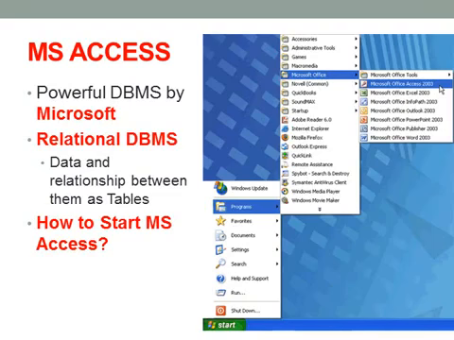How to start MS Access? Go to Start button, Programs, MS Office, MS Access. Or you can double click the Microsoft Access shortcut icon on your desktop.